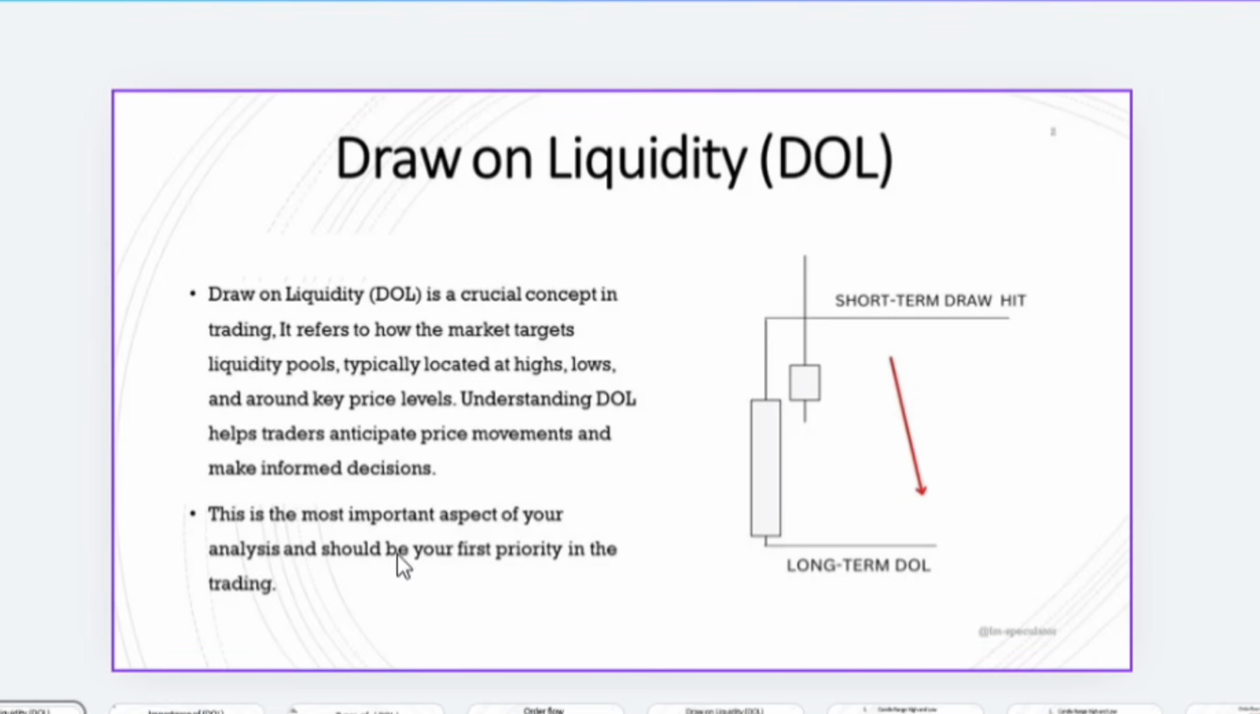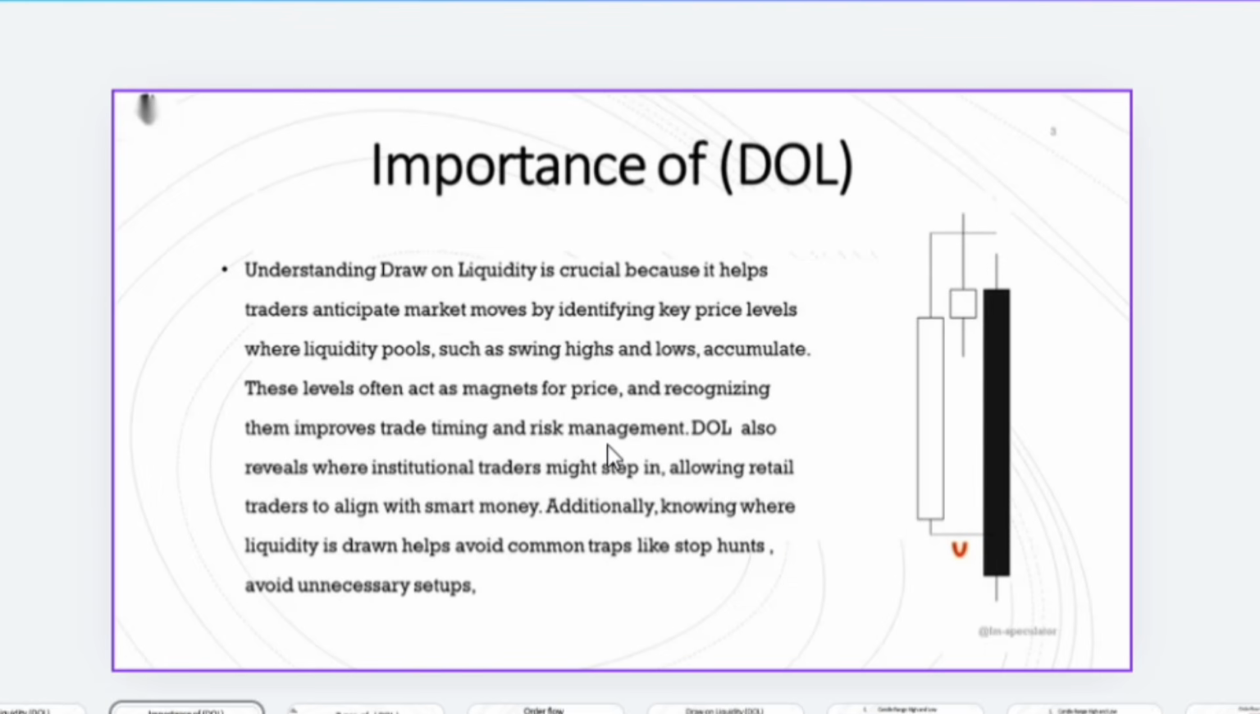Now, this is the most important aspect of your analysis, and it should be your first priority in trading: locating liquidity, because liquidity moves the market. So if you understand and locate liquidity, you are going to increase your profitability in the market. Let's continue. Now, importance of draw on liquidity. Understanding draw on liquidity is crucial because it helps traders anticipate market moves by identifying the key levels.